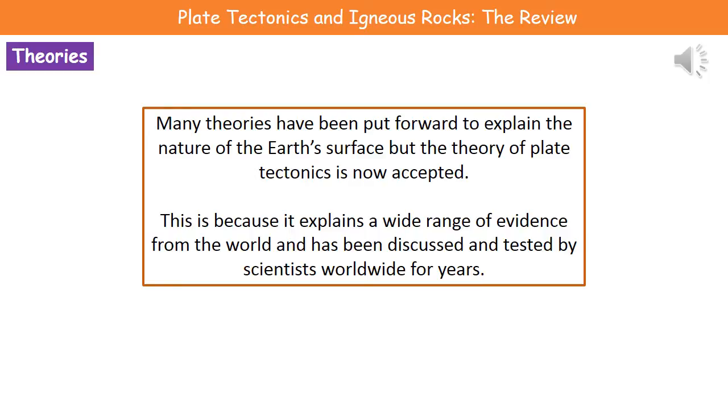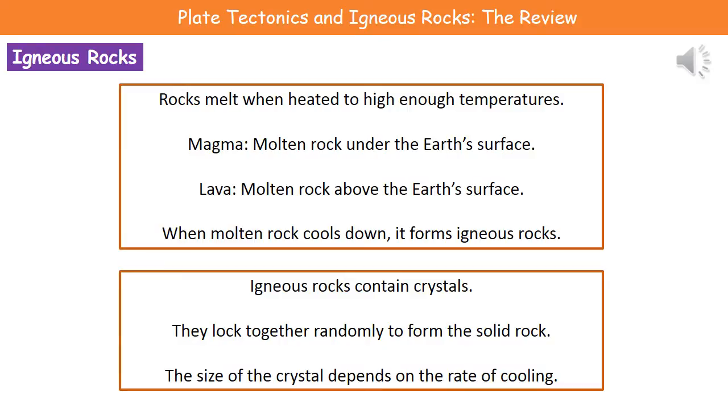So what we need to understand then is that there have actually been many theories that have been put forward to explain the nature of the Earth's surface, but these days we only accept one, which is the theory of plate tectonics. Now the reason that we accept the theory of plate tectonics over all of the others is because it explains a wide range of evidence from the world, and it's been discussed and tested by scientists around the world for many years, and this is now widely accepted because of that.